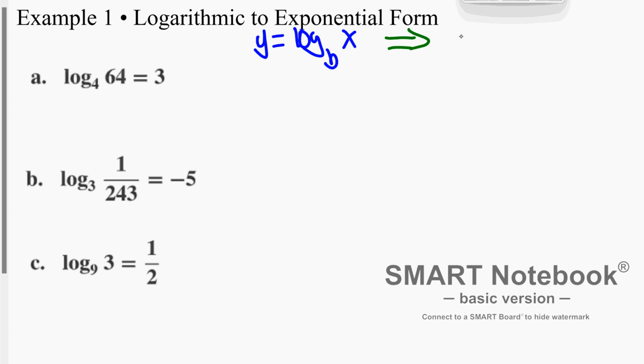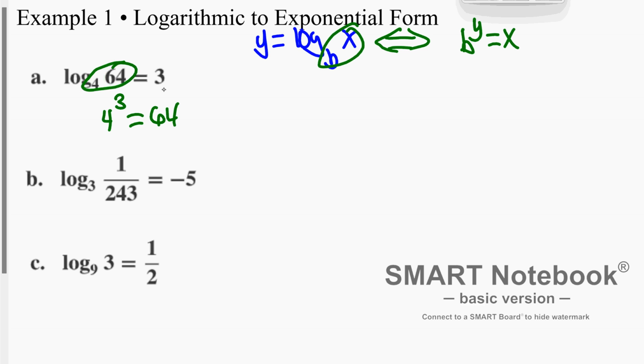And so the base stays the base, and then whatever's on the same side is no longer on the same side. So b and x were on the same side, but when I rewrite it, they're no longer on the same side. And then I can also go back this way, which we'll do in example 2. So I can go from left to right or right to left. So I'll do this first one. The base stays the base. Whatever's on the same side is no longer on the same side. And then we can check our answer.